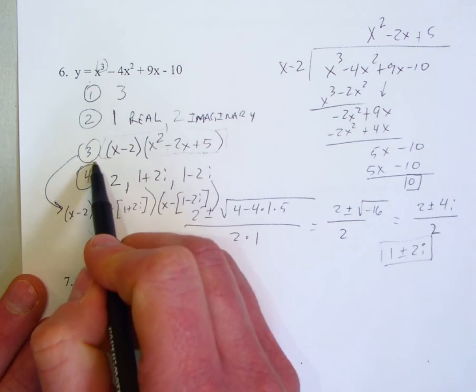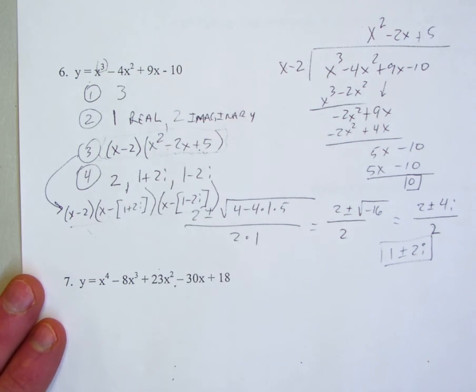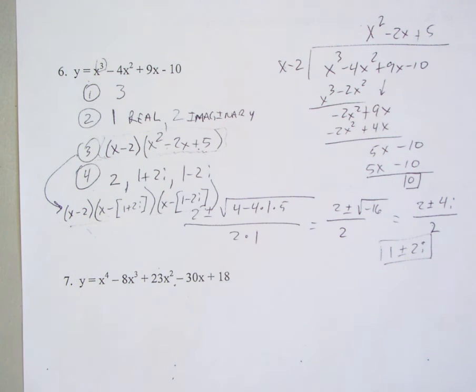So this right here is factoring over the real numbers. This is factoring over the complex numbers, like that. All right, hopefully that helped and made your homework a little easier.